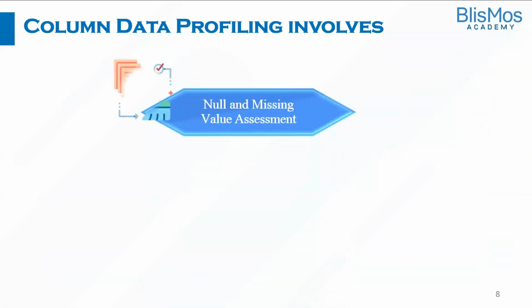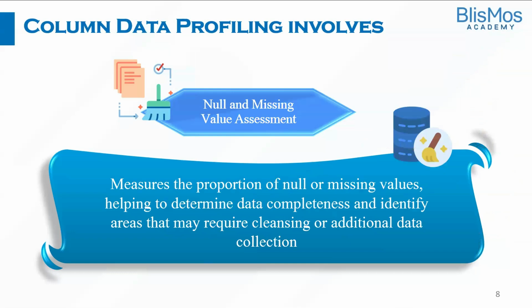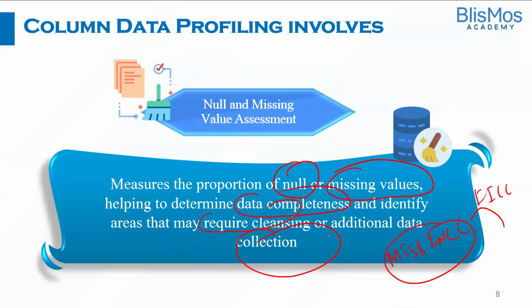And when you have data, can you have data without null values and missing values? Most data would have null and missing values. So as a part of column data profiling, we'll understand how many null values and missing values there are as compared to the whole data set. This will help us determine the data completeness and identify the areas that require cleansing and also additional data collection. Means if there are any missing values, we need to know how to fill them up, right? For that, we'll also know what the effort for additional data collection would be.